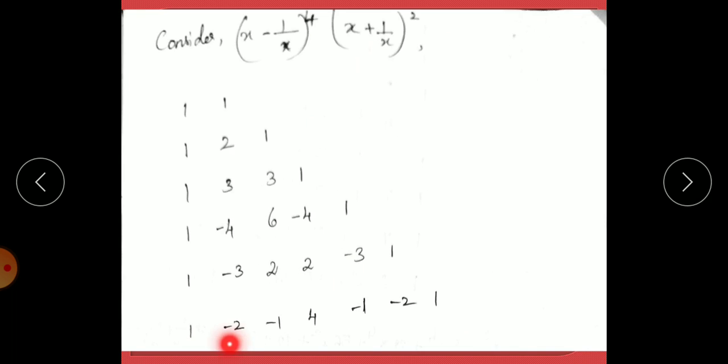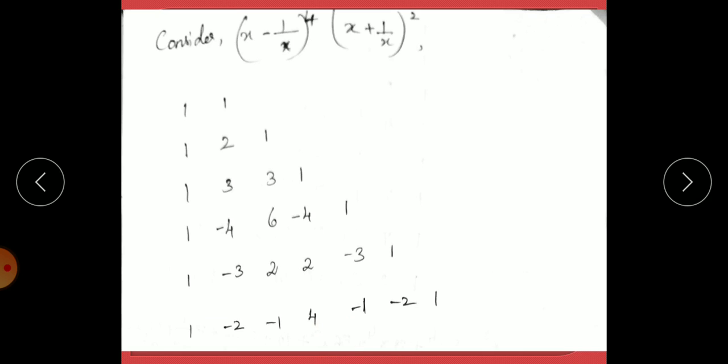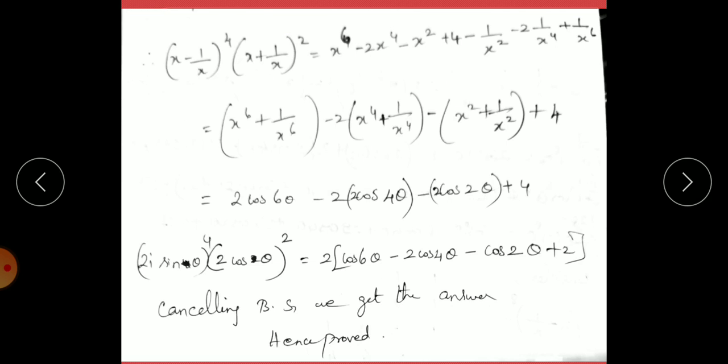So this is 1 x power 6, because it's power 6 if you are adding. So x power 6 minus 2 into x power 4 minus x squared plus 4 minus 1 by x squared minus 2 by x power 4 plus 1 by x power 6. Again we are segregating the x power 6 term and then the x power 4 term. So you have to apply that, that is 2 cos 6 theta here, plus term, so 2 cos 4 theta. So here also 2 cos, but here it's minus, so 2i sin theta, and here is a plus, so 2 cos theta. So just the powers, then cancelling both sides, we will get the answer. If you are reducing this, we will get the answer.